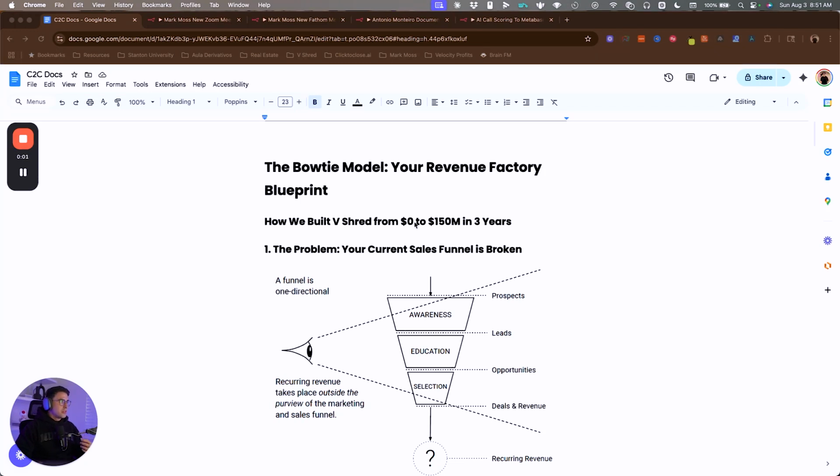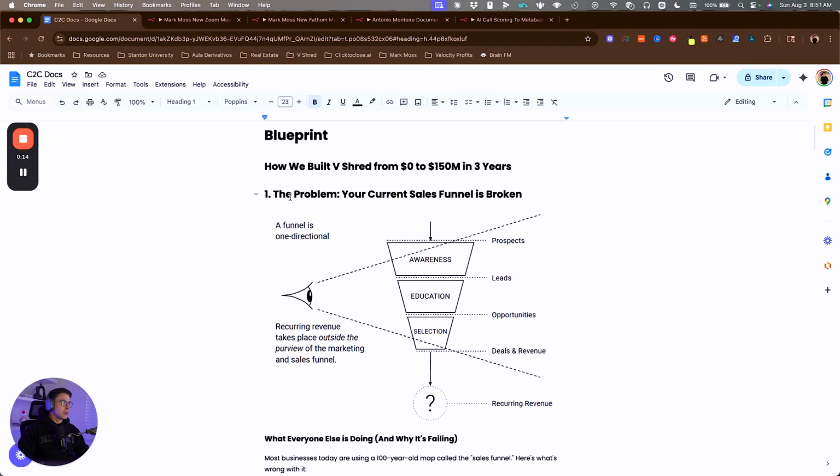Alrighty guys, in this video I'm going to be explaining the Bowtie model. So what does that do to your business, your revenue factor blueprint? Basically what we're doing here with the Bowtie is we are eliminating the traditional sales funnel.